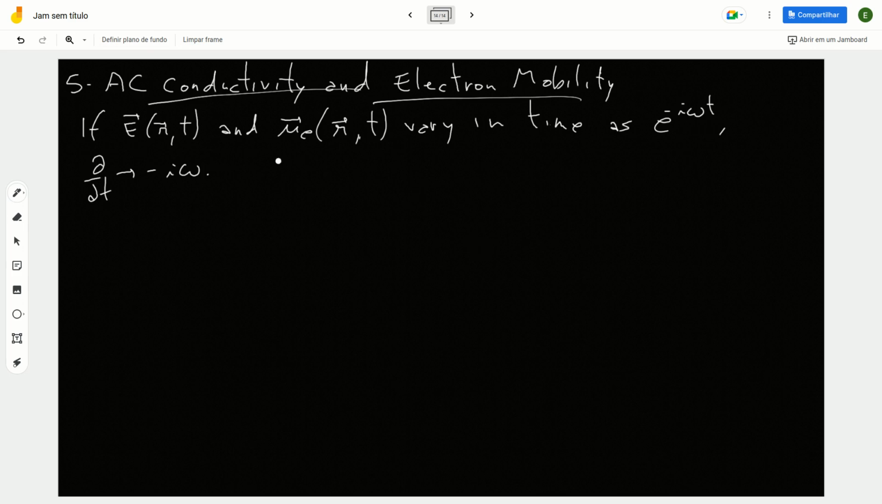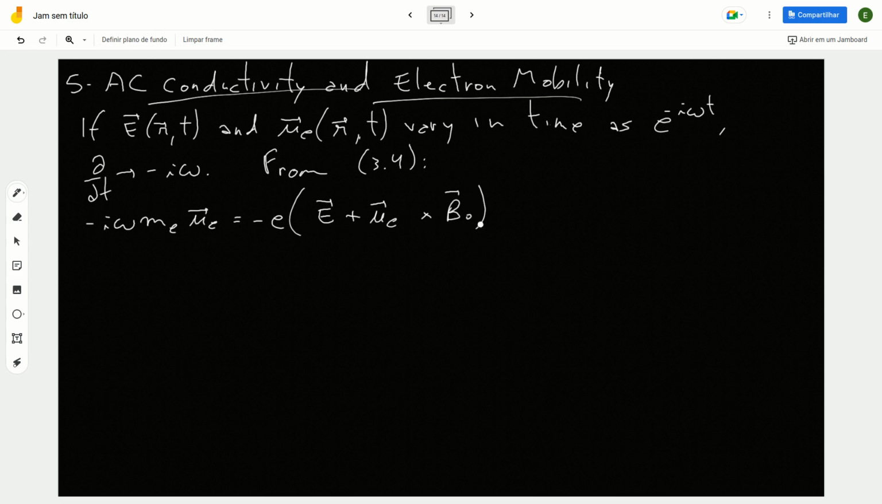From the Langevin equation 3.4, you have minus i omega, so I'm just writing the time derivative as i omega here, and then you have the electron velocity equal to minus e times electric field plus mean electron velocity times, this is the linearized equation, right? Minus the collisional term. And we can write this like this.